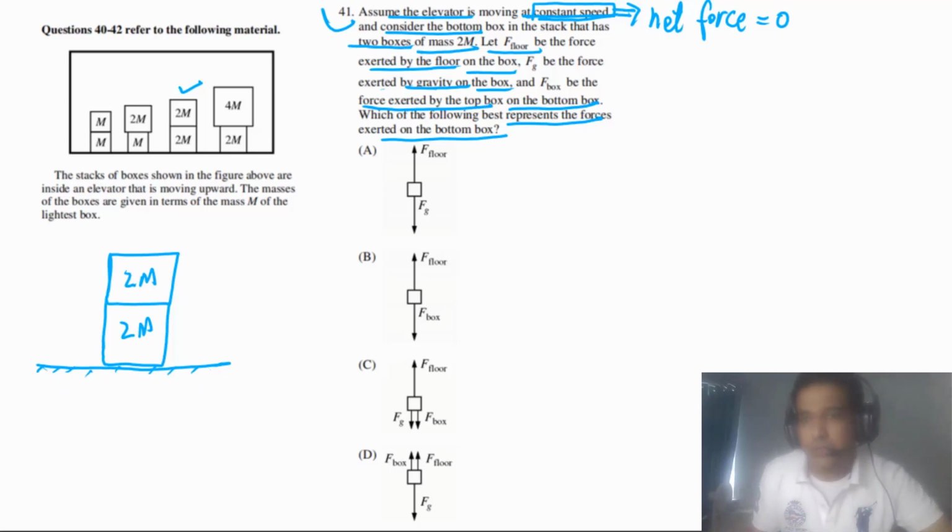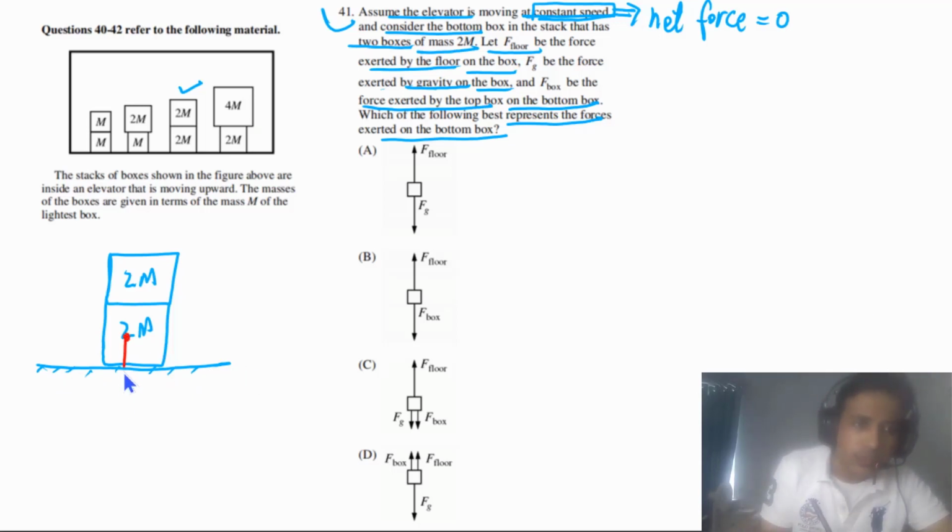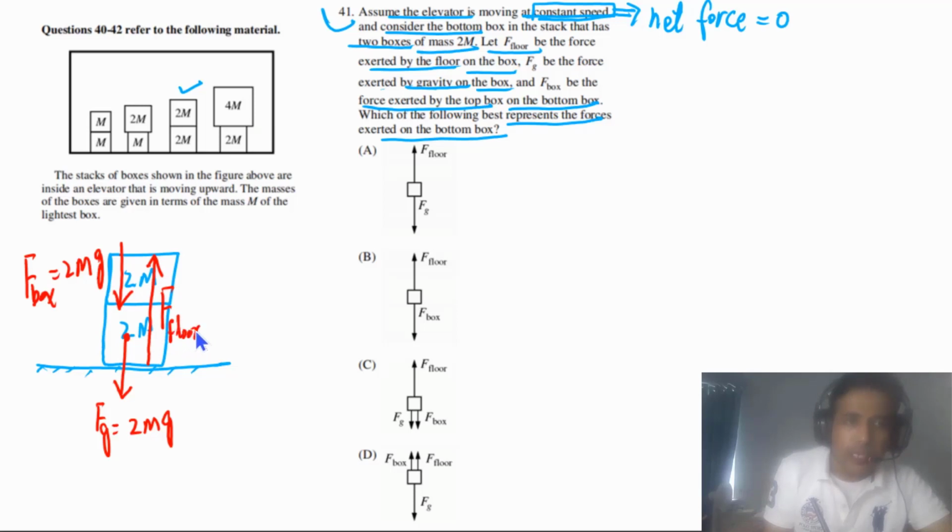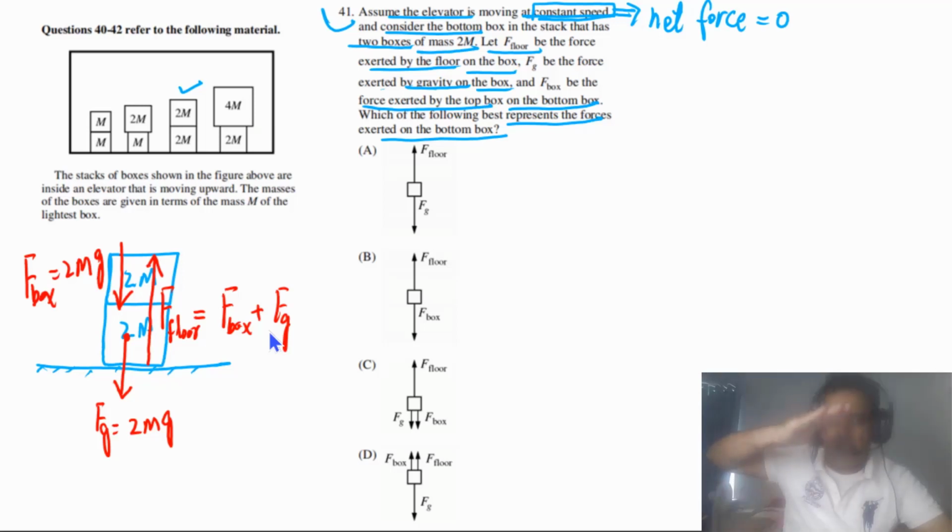In this case, first of all, the force acting on this box is the force of gravity. We can say this is Fg and this is equal to 2mg. And now there is a force on the bottom box by the top box, and that force is F box, and this force also is equal to 2mg. As these two forces are acting down, there must be a force from the floor in the upward direction. So we can say this is F floor, and F floor has to be equal to F box plus Fg, because this block is moving at constant speed.